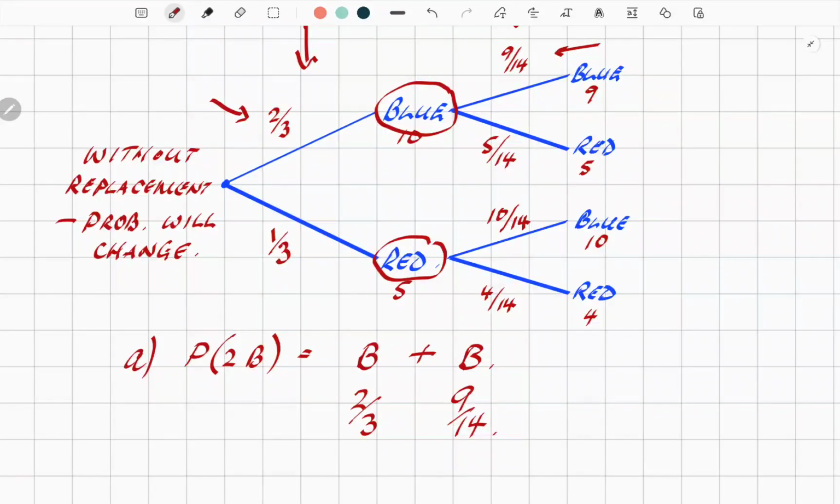9/14. Now the question is, this plus, do not put a plus here in the middle. The plus means a blue and a blue. Okay, two blues. So blue and blue. The and in probability means it's a times.